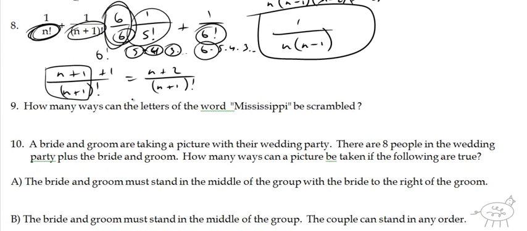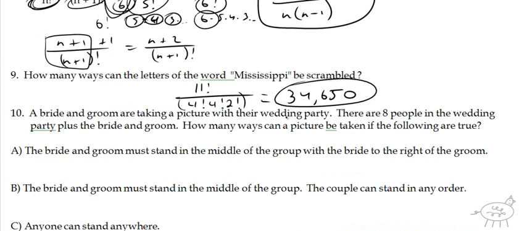In how many ways can the word Mississippi be scrambled? Well, how many letters in Mississippi? There are 11. Okay, and what's repeated? There are 4 S's, there are 4 I's, and there are 2 P's. So again, make sure you use parentheses in the bottom, and you get 34,650.